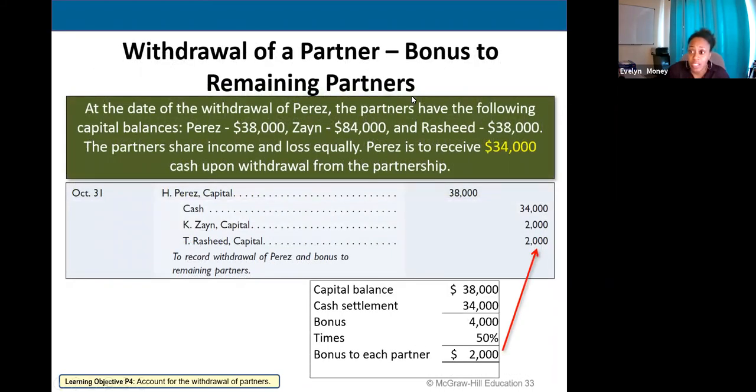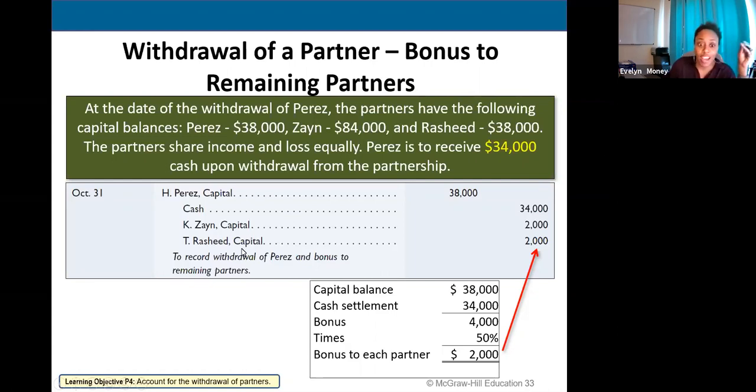Now, in some situations, the partner may leave, and when the cash is paid, it ends up being less than what the partner's capital balance is. So at the date of withdrawal, we can see everybody's capital account balance. Focus on Perez. His is worth $38,000. Perez only gets $34,000. So Perez is saying, look, I'm tired of working with you guys. I know I'm supposed to get 38. I'll take 34. Just please, I'm done. I can't handle it anymore.